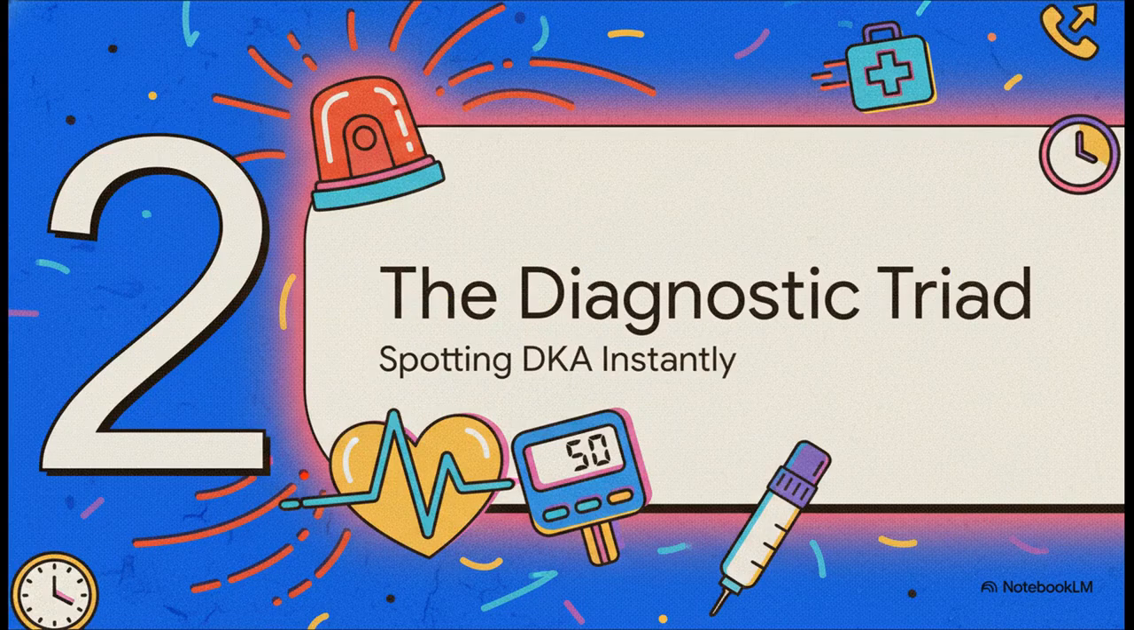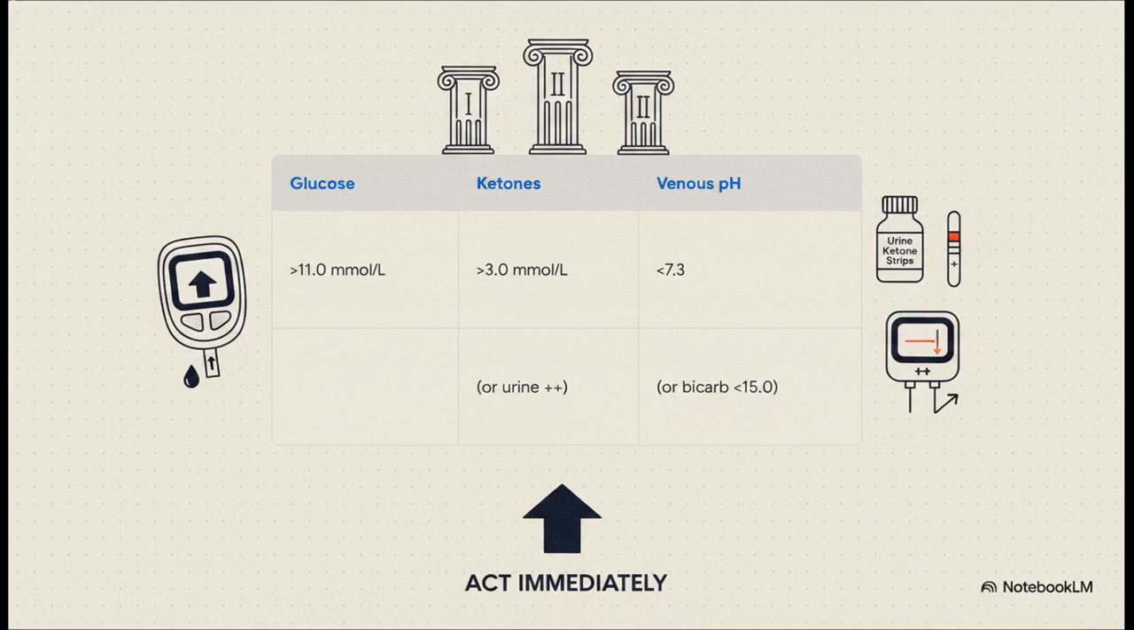All right, moving to Section 2, the diagnostic triad. Picture it. You're sizing up a really acutely unwell patient right in front of you. When do you pull the trigger on the emergency pathway? Well, you've got to burn this rule of 3 into your brain. First, a capillary blood glucose greater than 11 millimoles per liter.